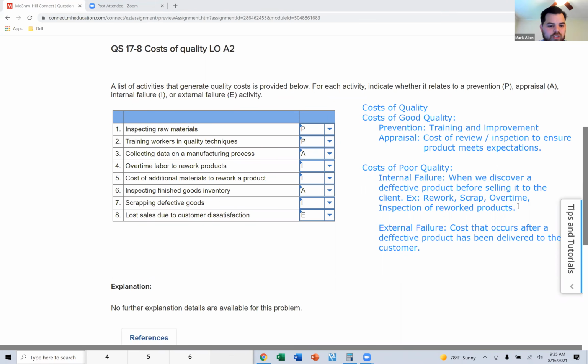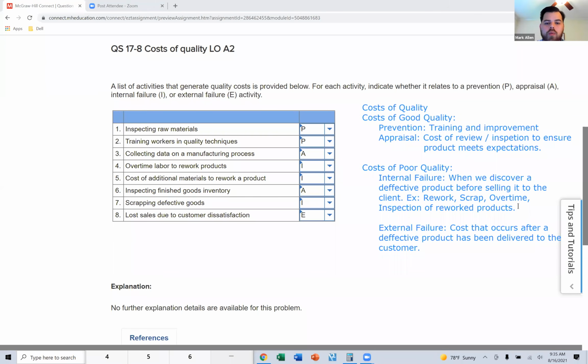So now let's hop into the question. Now we just identify which bucket each one of these costs falls into. Since we spent a fair bit of time walking through that, I'm just going to run through these pretty quickly. Inspecting raw materials, that's of course prevention. Training workers in quality techniques, we see that keyword training, we say that's prevention. Collecting data on a manufacturing process, that's a review process, that is an appraisal issue.